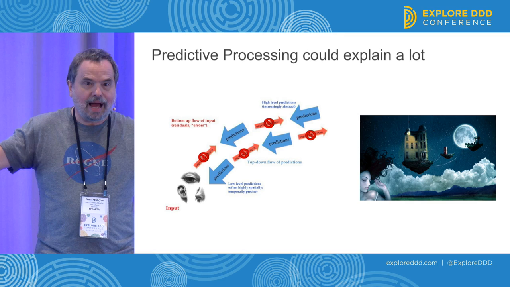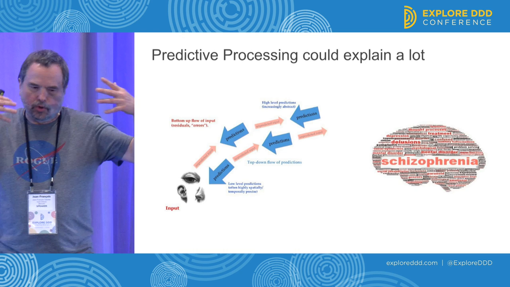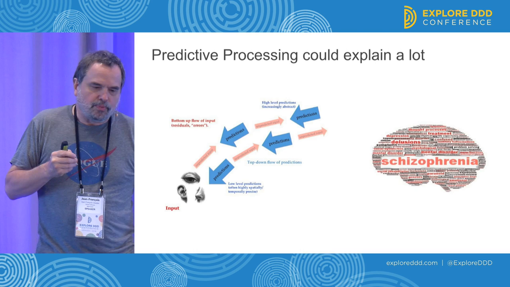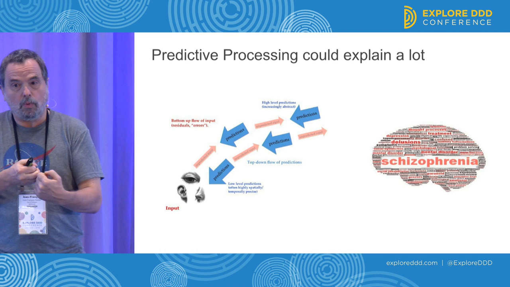So that would explain dreaming. What about if your neural machinery is somewhat skewed so that the predictions are super strong and prediction errors are not generated when they should? Well, you are hallucinating awake now. And that might be one of the symptoms of schizophrenia.